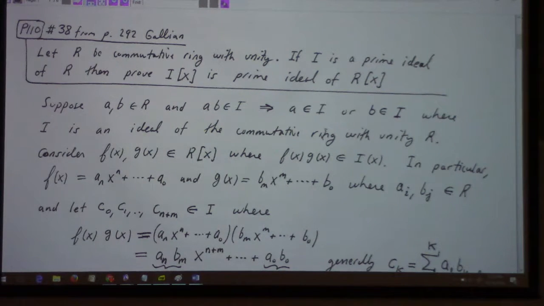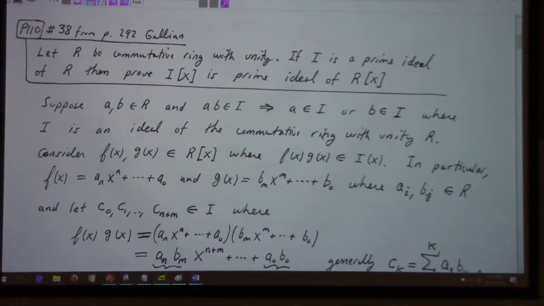Let R be a commutative ring with unity, I a prime ideal. Prove that I[x] is a prime ideal of R[x]. All right. So what I did to start with was I assumed, okay, prime ideal means if the product is in the ideal, then either A or B is in the ideal, right? And I thought, okay, so to prove that I[x] is a prime ideal, I should pick a product of polynomials being in the ideal and then work out why it is that either f of x or g of x has to be in the ideal.